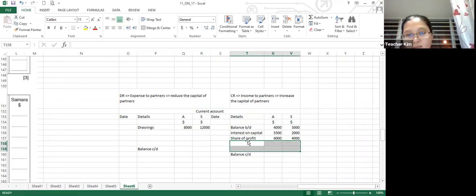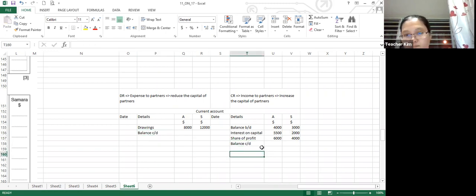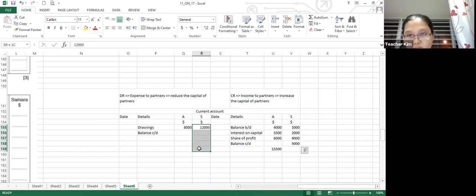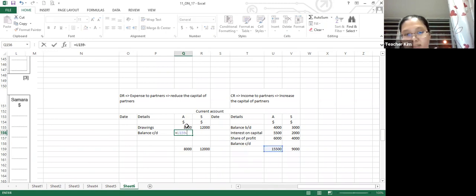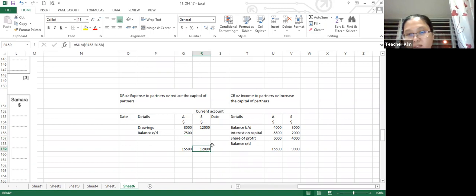Okay. And then this side is 15,000. This side is 9,000. So that means I have balance carry down. Balance carry down here. Okay. So here 8,000, here 15,000. So I take this minus this. So this is my balance carry down. Whereas in here is 12,000, here is 9,000. So I take this minus the credit side. So this one I have a debit balance.